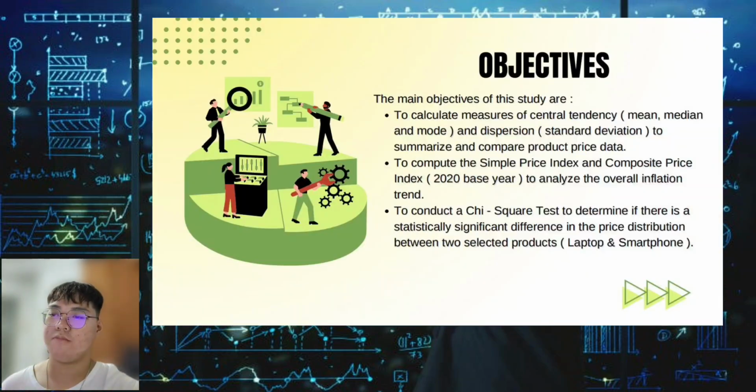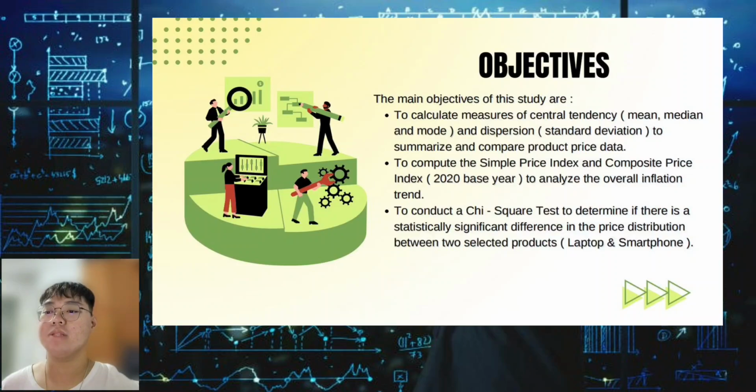Right, move to the next slide, which is our objective. For this slide, I put 3 objectives there. The main objectives of this study are, let me explain one by one. The first one, to calculate measures of central tendency, which are mean, median, and mode, and the dispersion, which is standard deviation. Both of them are to summarize and compare product price data.